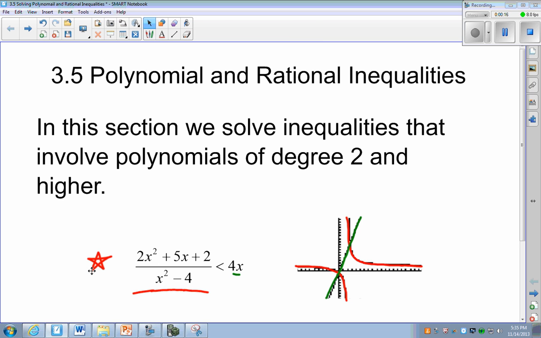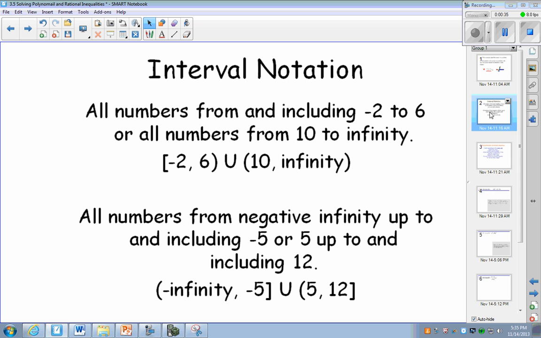So here, on this graph, the red one representing the rational, we want to find out where it's less than 4x. And so here, this blue line represents where it is less than that line. And so we're going to come up with inequalities that describe where the function is less than the other. Okay, so let's go ahead and get started.